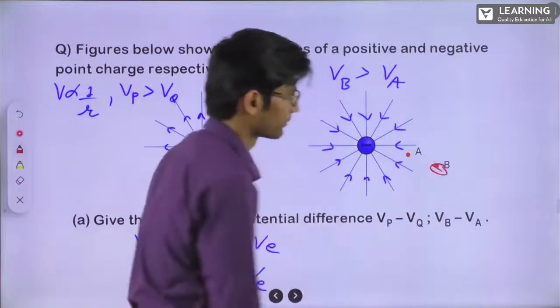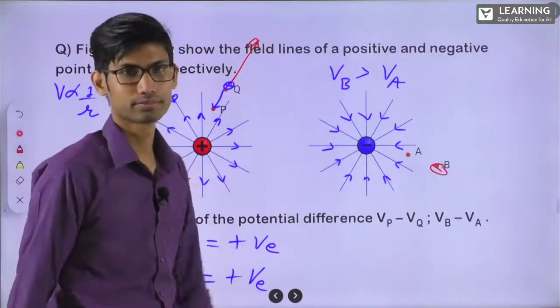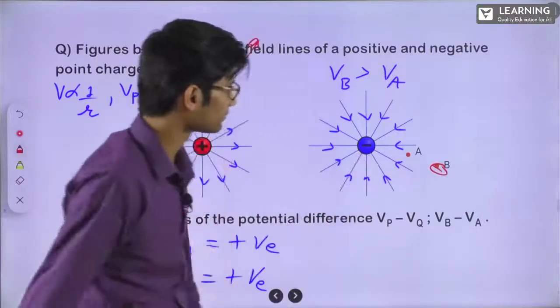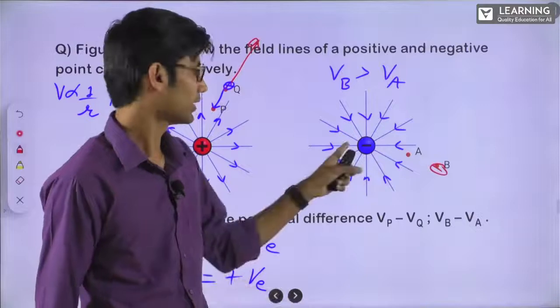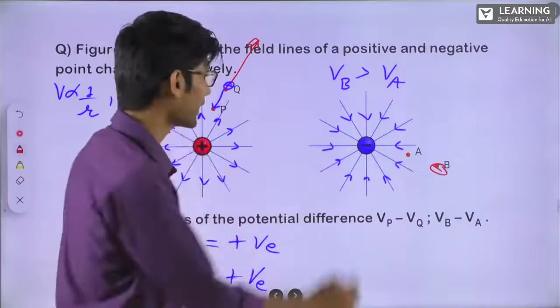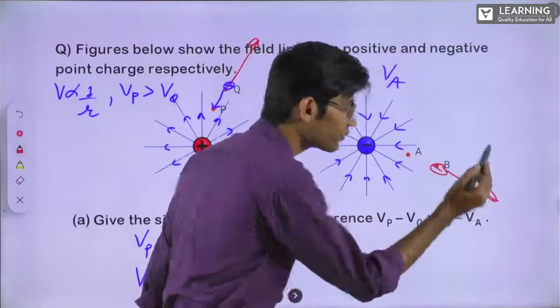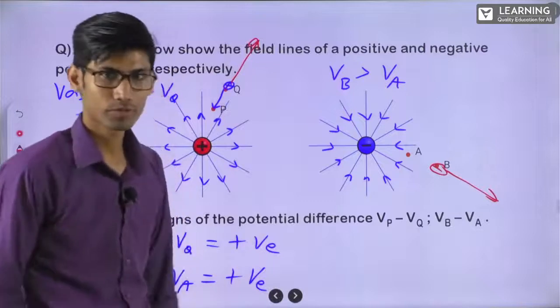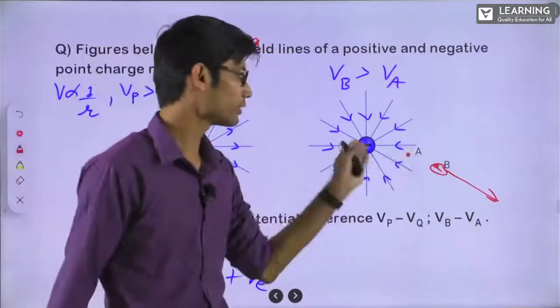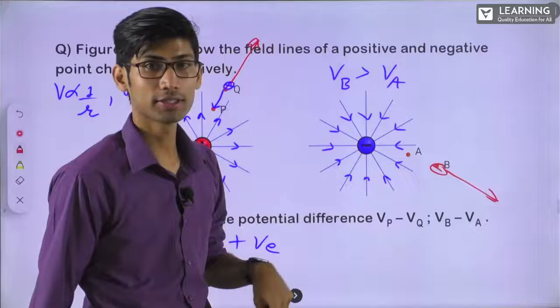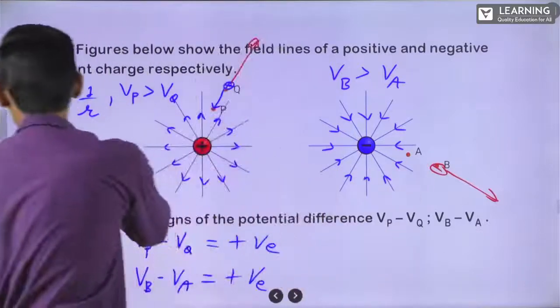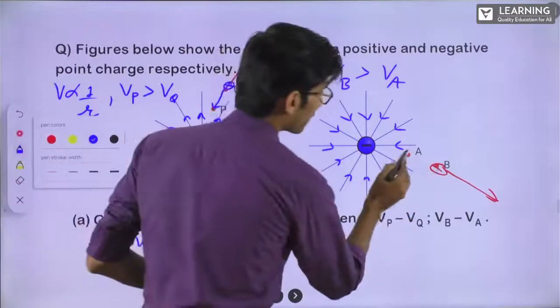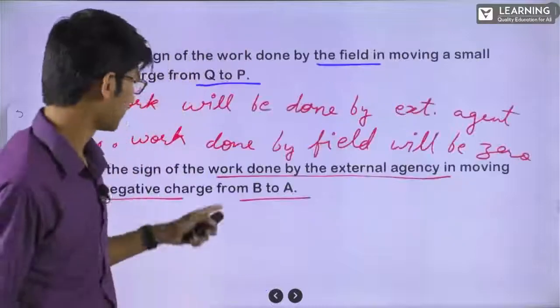Negative charge is kept here. From B to A. This is negative. This is negative. Negative will repel each other. That means this negative will make this negative go away. Alright. If it is going away, the work done will be positive. But what they are telling is, now this charge has to go from B to A.